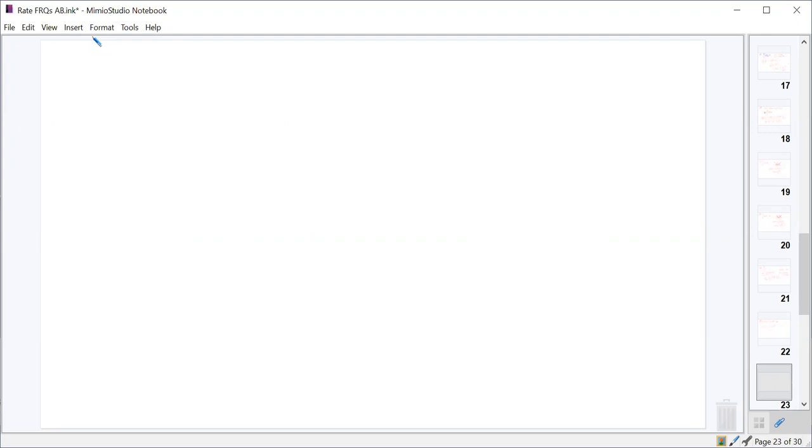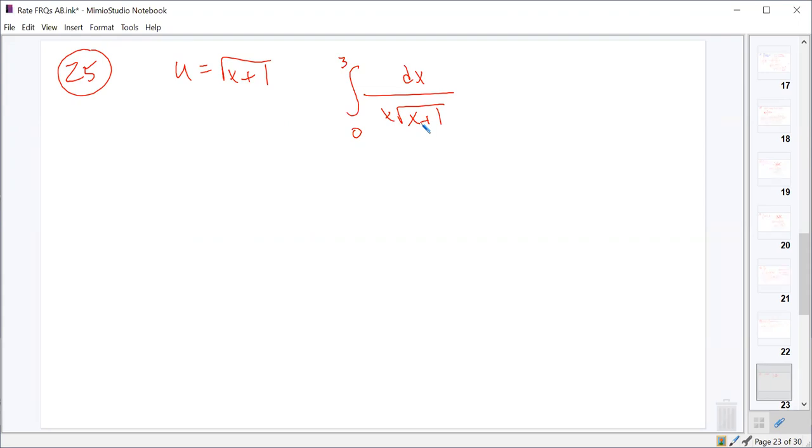Okay. So 25 is, we're going to use the substitution u equals root x plus 1. And we're looking at the integral from 0 to 3 of dx over x root x plus 1, with u equal to root x plus 1. So they want us to rewrite that however we can.